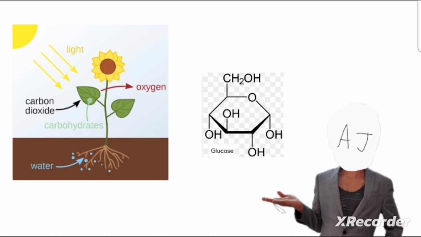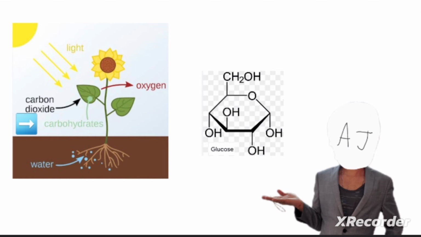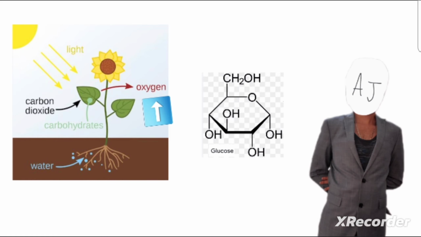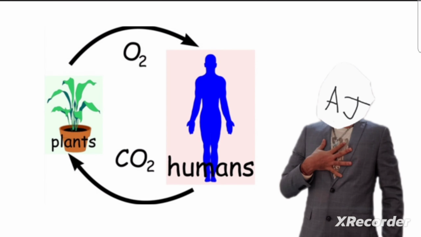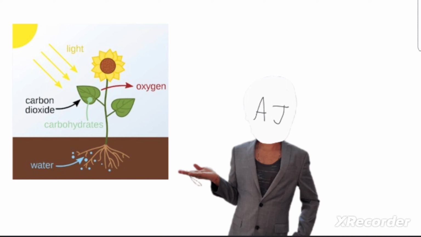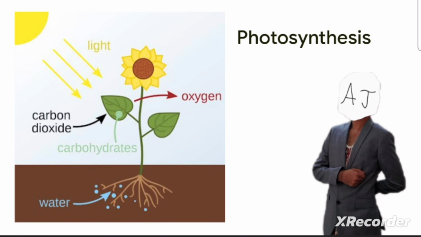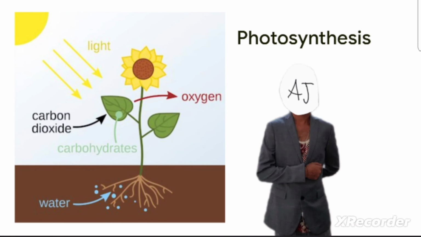Simple sugars called glucose, which are carbohydrates. And as a byproduct of this process, oxygen is also released, and we take in the oxygen and produce carbon dioxide, and the process repeats. As most of us know, this process is called photosynthesis, the process by which plants make their food.